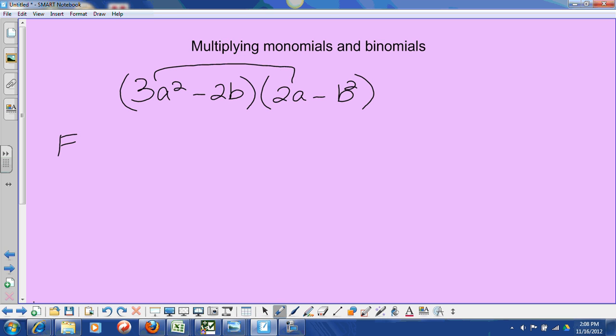Let's start with our coefficients. What is 3 times 2? 6. And a squared times a. Remember, a squared times a, we're thinking of a to the first power. If there's no power listed, it's the implied 1. So that becomes a to the third.